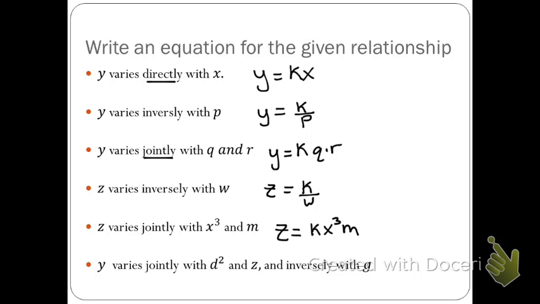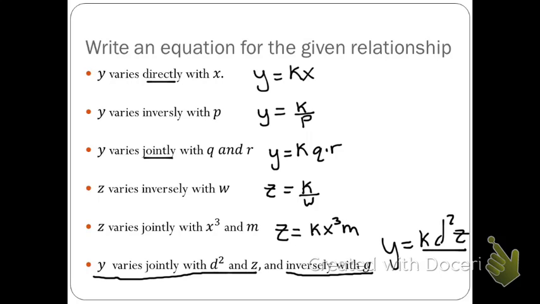And now the hardest one, this one is y varies jointly with d and z. So just do that part first. Okay, so y equals k d squared z, because that's jointly. Then go on to where it says inversely with g. All right, that means g's got to be not in line with it. So like that. So just take them in pieces.